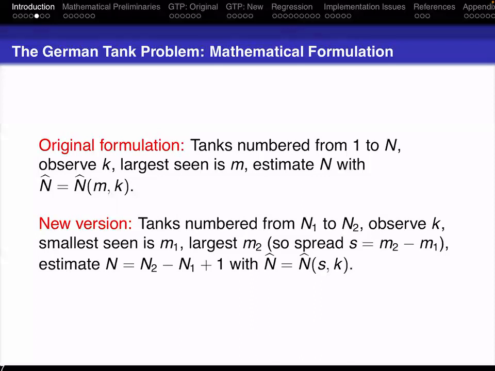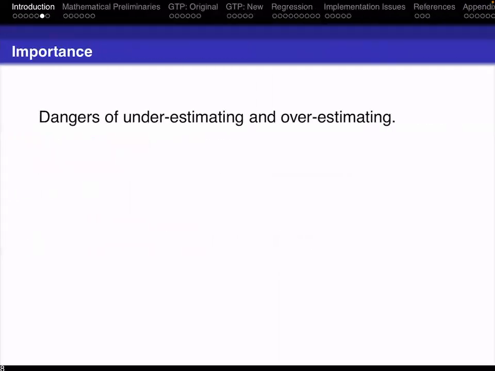It has to be at least M. It also has to be at least K, but M is a better lower bound than K. So whatever math we're doing, we know it should be at least as large as M. Okay, now there are dangers of underestimating and overestimating.